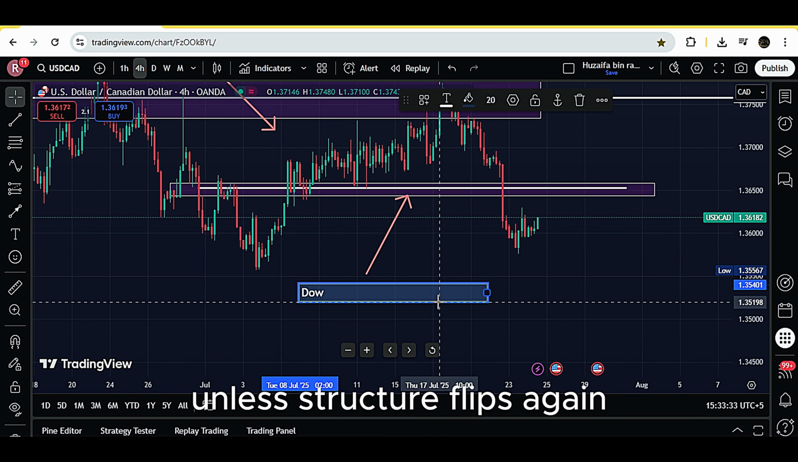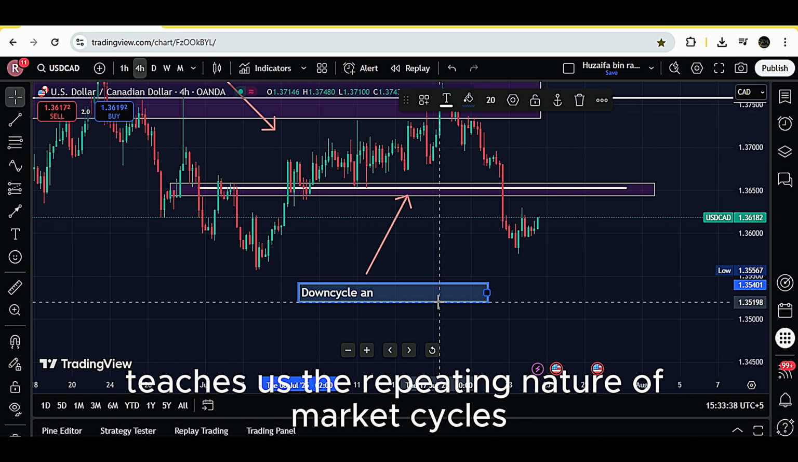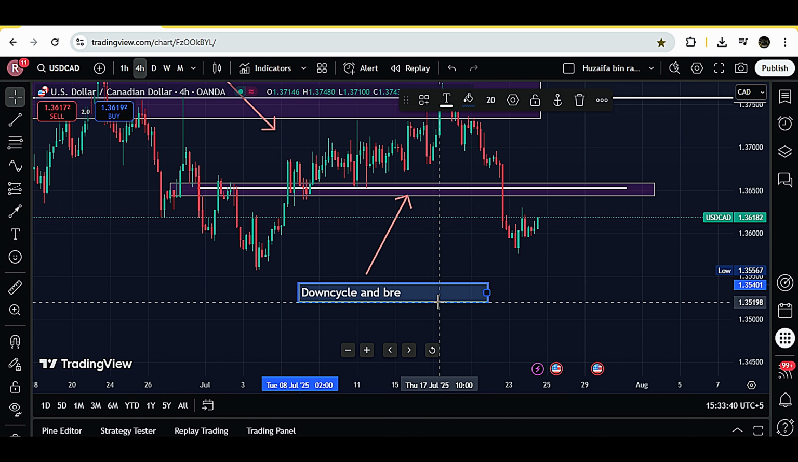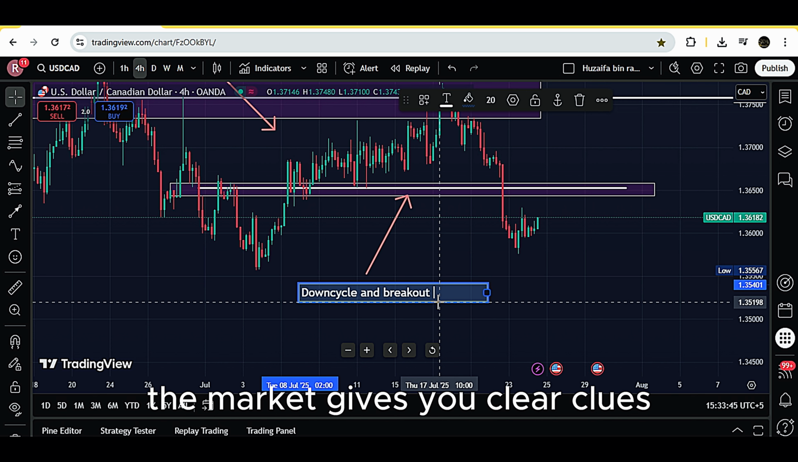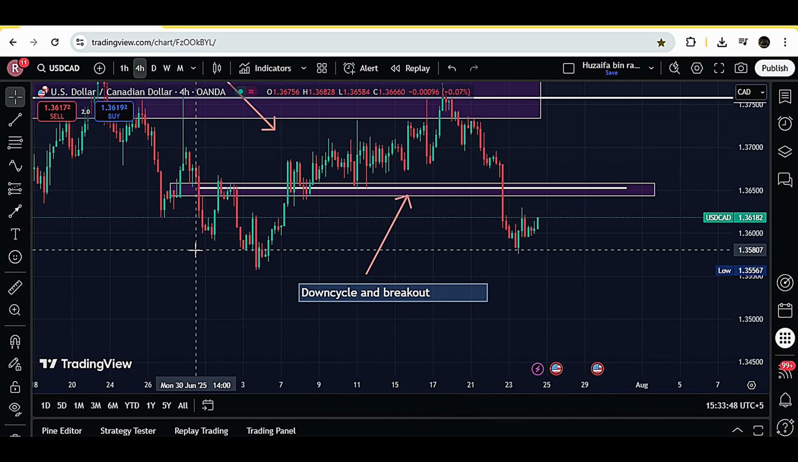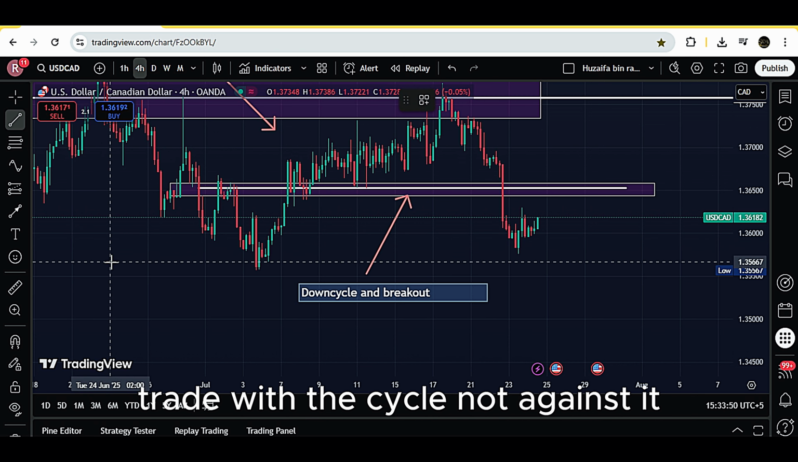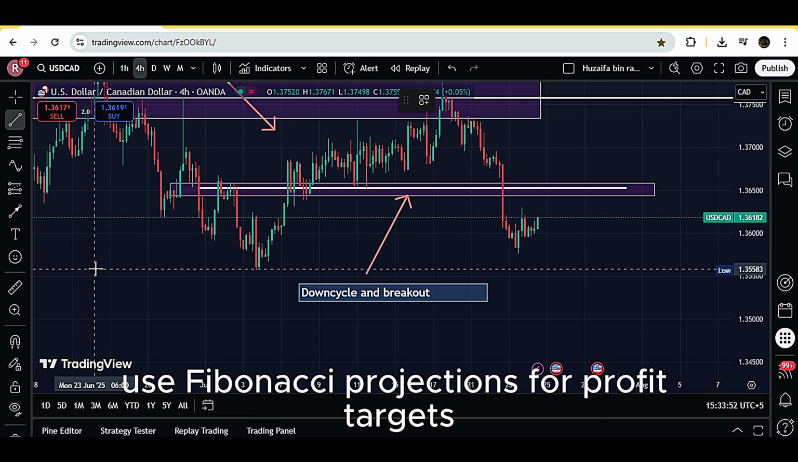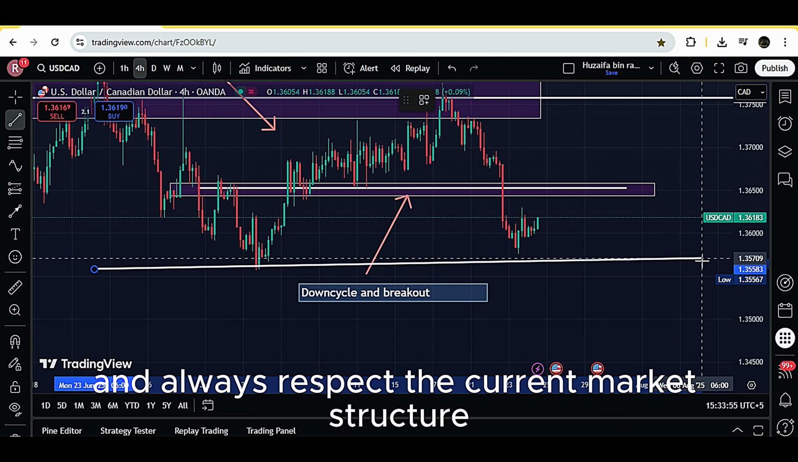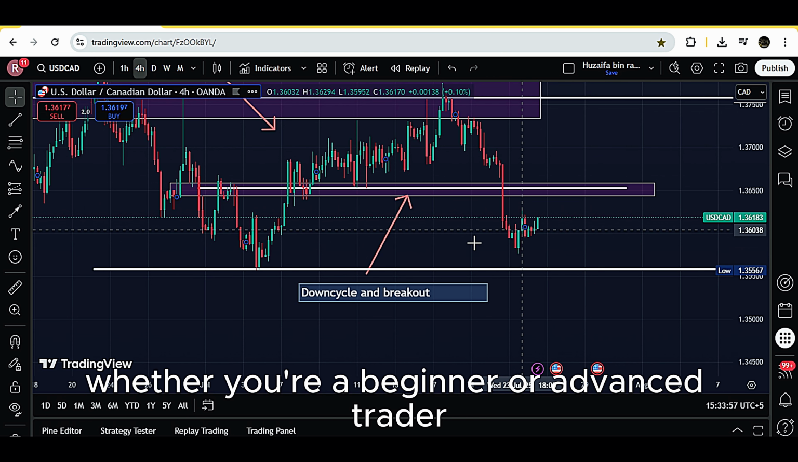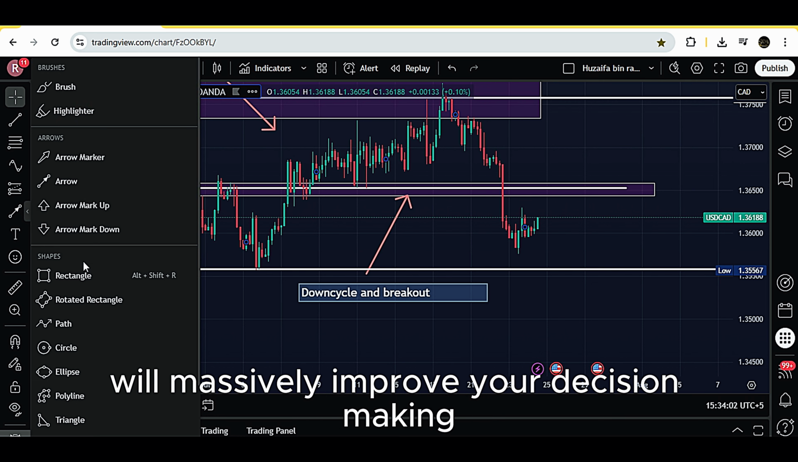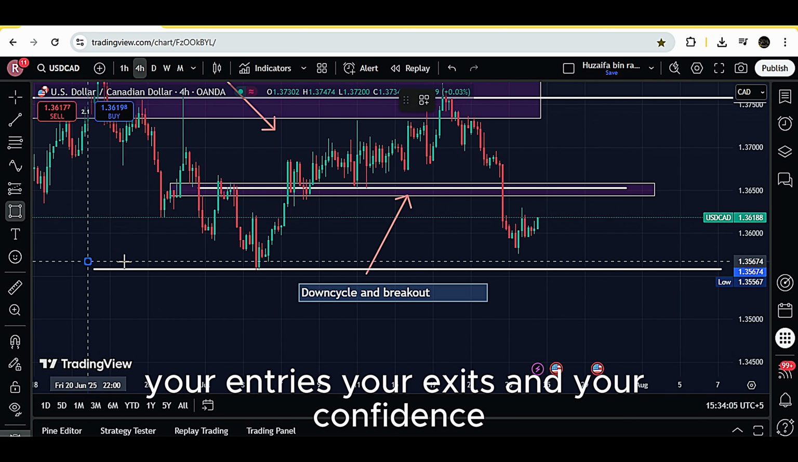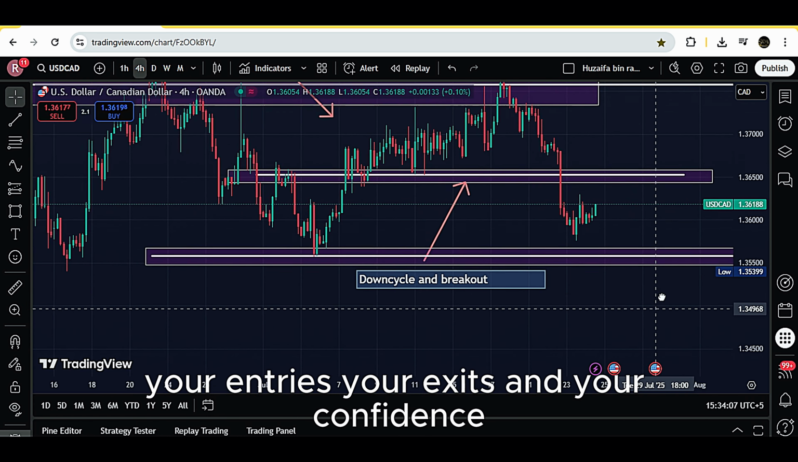unless structure flips again. In conclusion, this chart beautifully teaches us the repeating nature of market cycles. From downtrends to uptrends to ranges, the market gives you clear clues, if you know where to look. Trade with the cycle, not against it. Use Fibonacci projections for profit targets. And always respect the current market structure. Whether you're a beginner or advanced trader, understanding these cycles will massively improve your decision-making, your entries, your exits, and your confidence.